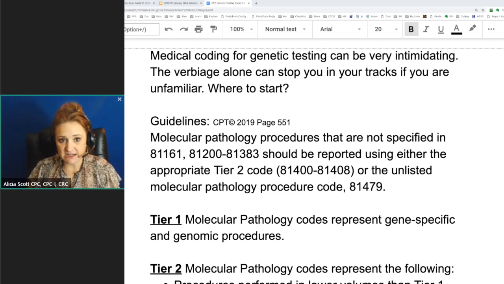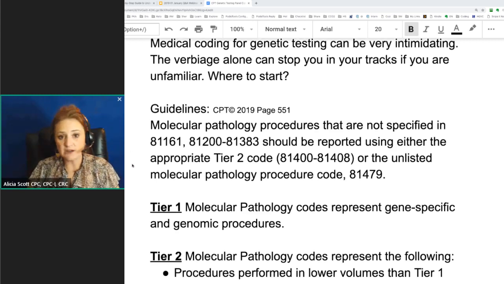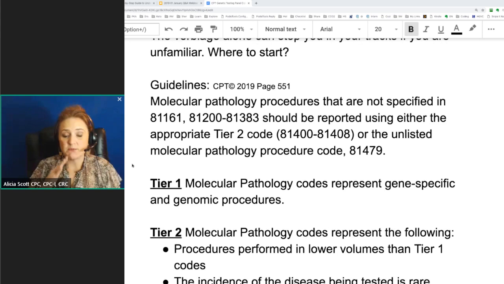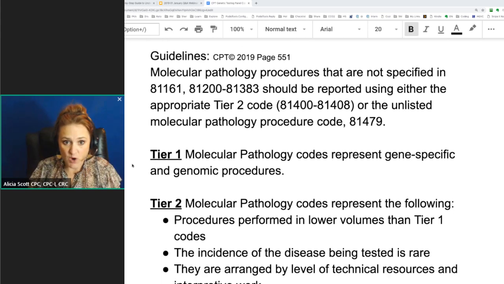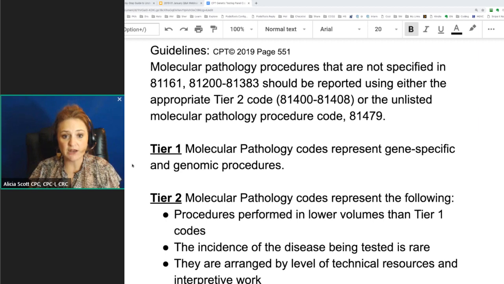So what I did was I went straight to the guidelines that are in the CPT manual. Now, if you're watching this and you're not in 2019, this comes from the 2019 CPT manual. We literally are on the same page every year. So I made a note that it was on page 551. You can go there, look at your manual later, and you can see all of the guidelines, the specific information that is going to be about molecular pathology codes and path and lab codes.